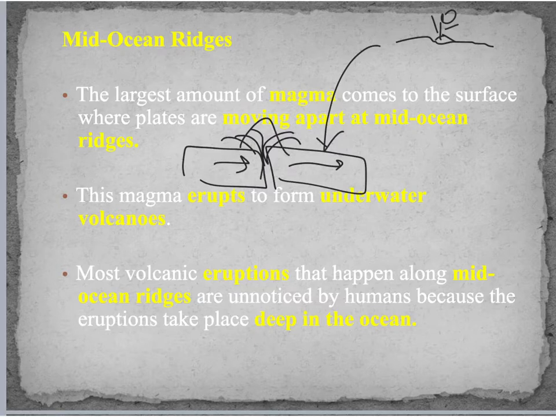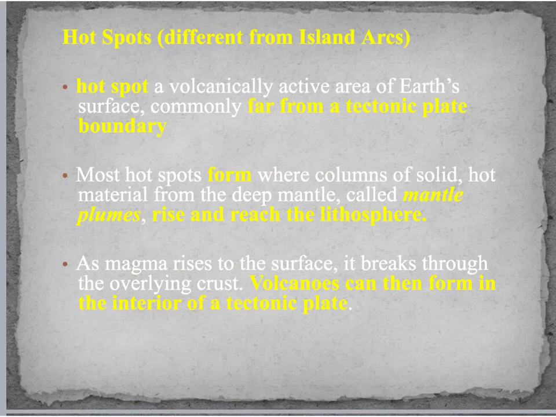Okay. One other example is a hotspot. So this is different from an island arc. A hotspot is a volcanically active area of Earth's surface, commonly far from a tectonic plate boundary. So the island arc we saw before, where we were looking at Japan, happens at that convergent plate boundary, right, where the two plates are coming together. Coming together, not going apart.